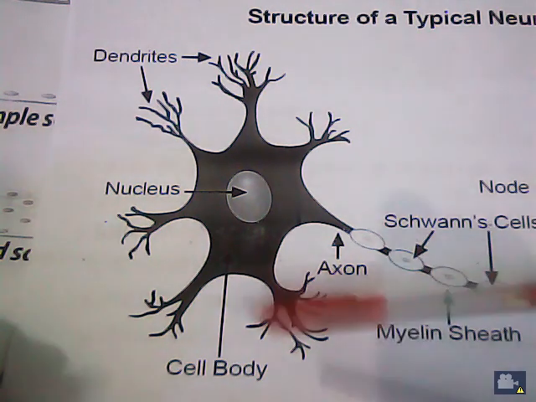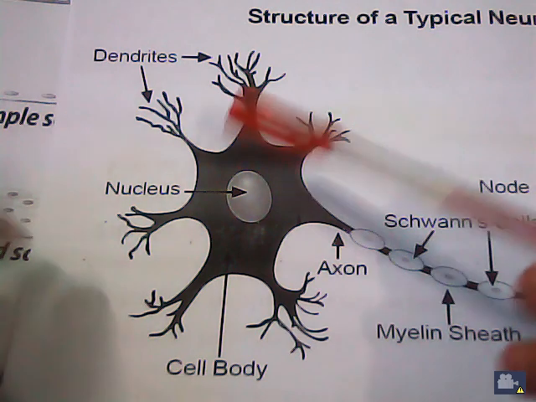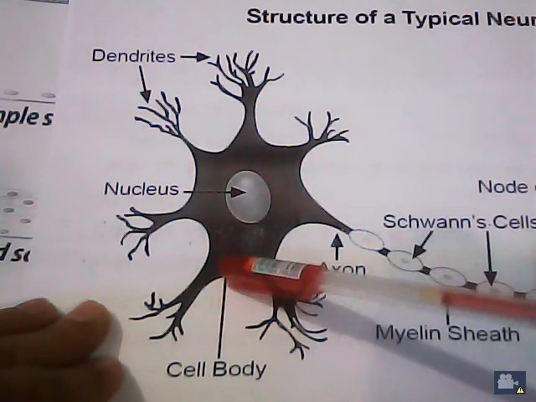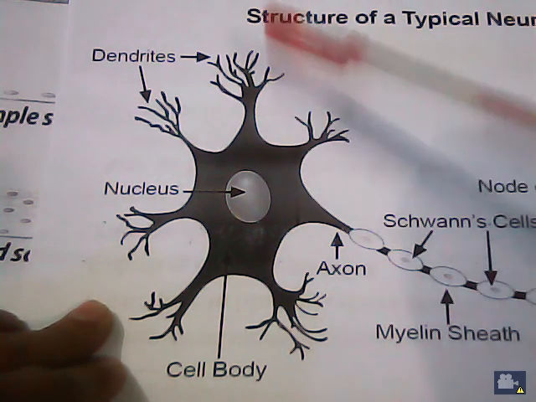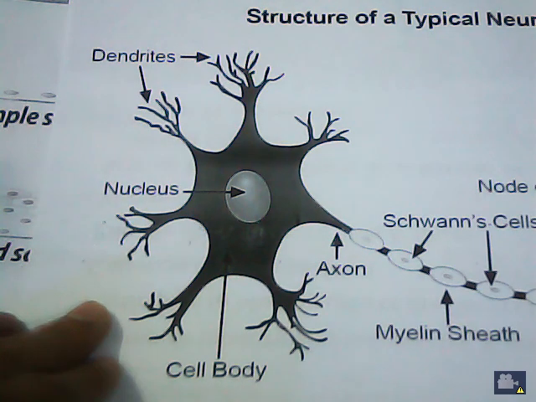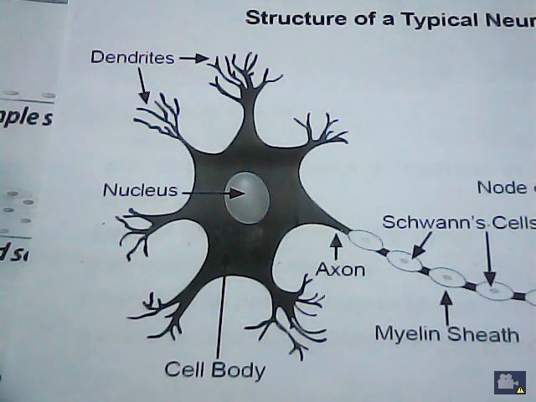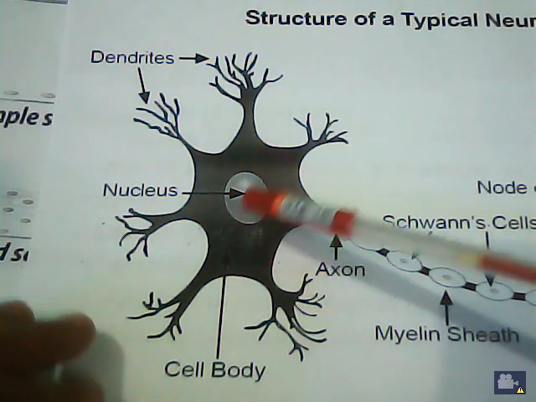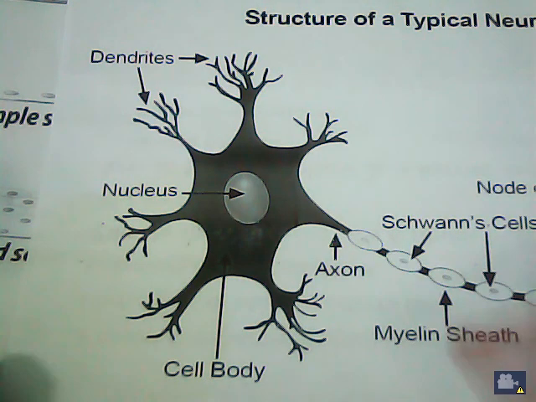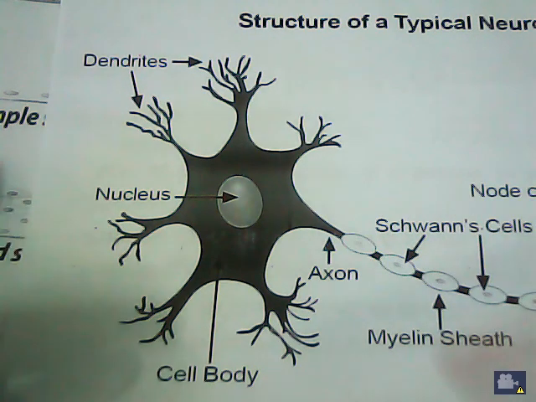So neurons, what are the neurons? Neurons are like a cell body having a lot of dendrites, branches coming out. And in the center there is a nucleus. These dendrites are important in taking the stimuli from different parts of the body and in the central nervous system as well.